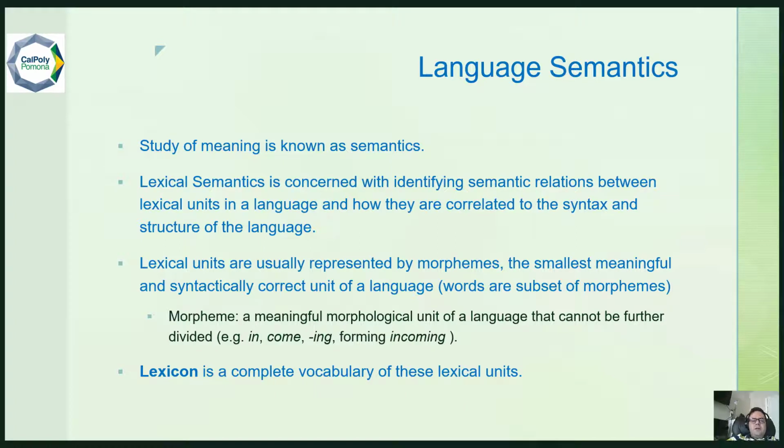So when we talk about language semantics, or the meaning in the language, that is going to be based on some units, and those are known as lexical units. And lexical units are usually represented by morphemes, which are the smallest meaningful unit, and of course the correct unit in the language. You may have some specific forms to explain some word that is between you and your friends. No one else understands it. It's correct for you, but it's not going to be universally acceptable. And if you acquire all these meaningful units, that will be a lexicon. So a lexicon is a complete vocabulary of these lexical units. All right. So that is very important. You're going to see that a lot in NLP and in Python.